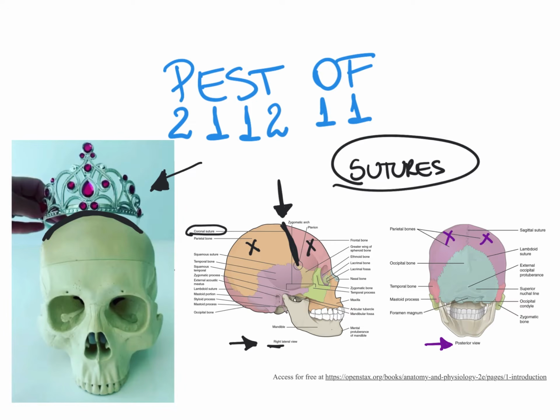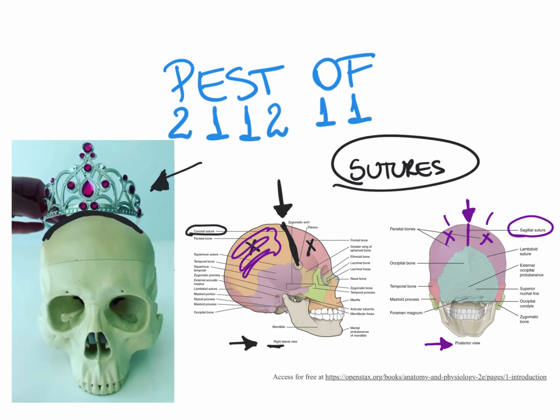When we take a look at this posterior view, we see here the right and left parietal bones. The parietal bones, as I mentioned, are posterior to the frontal bone. Now, we see between the two parietal bones another suture. And this suture is dividing the cranium into right and left. And the plane that divides our body into right and left is the sagittal plane. Consequently, this suture that's dividing the cranium into right and left is named sagittal suture.